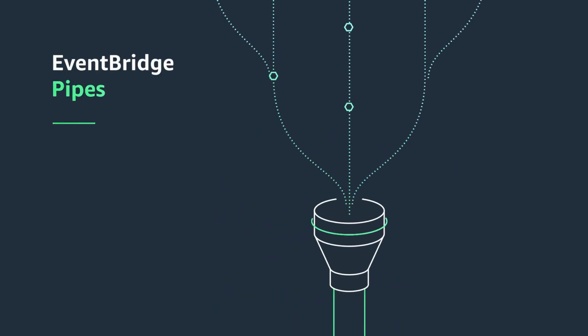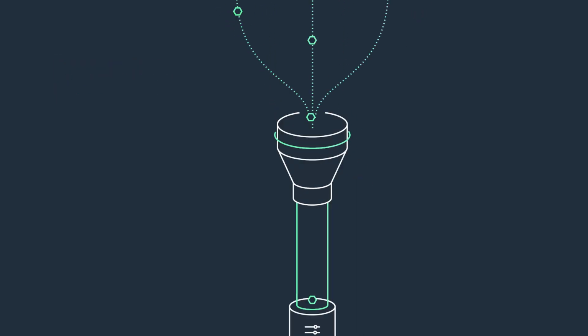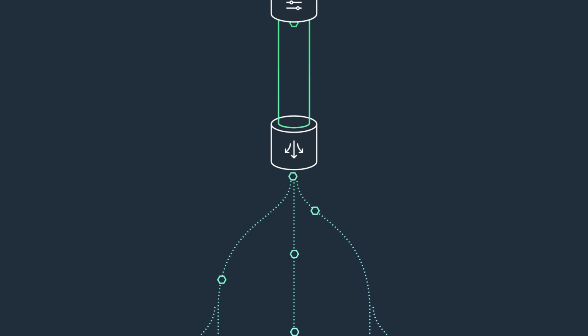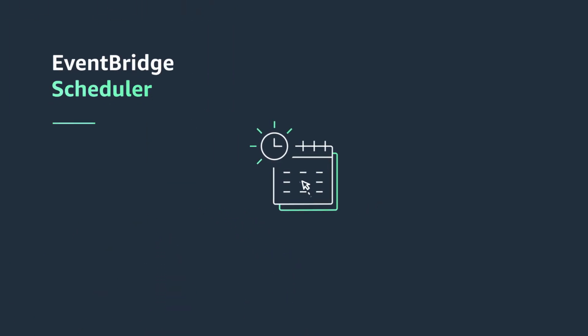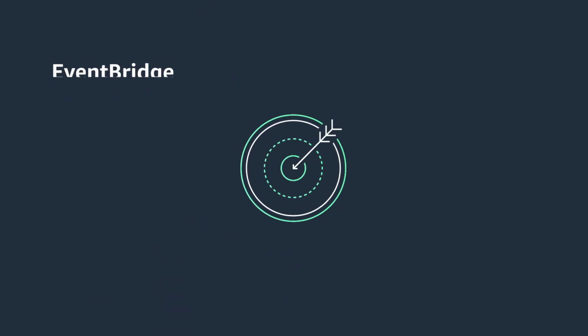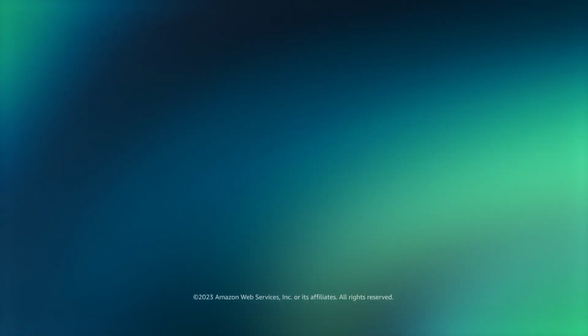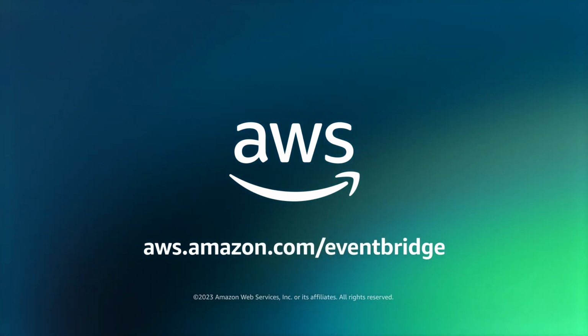EventBridge Pipes simplifies point-to-point integrations between event producers and consumers without needing to write integration code. EventBridge Scheduler lets you create, trigger, and manage millions of events and tasks on a schedule. Get started today with Amazon EventBridge.